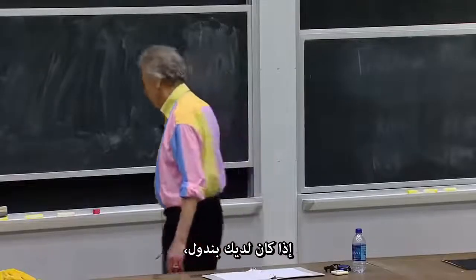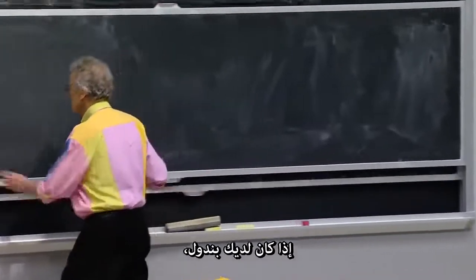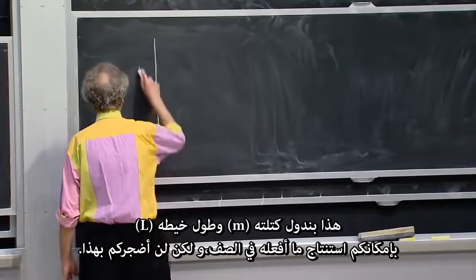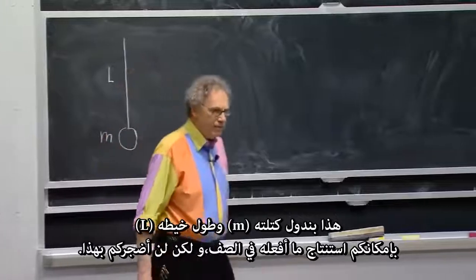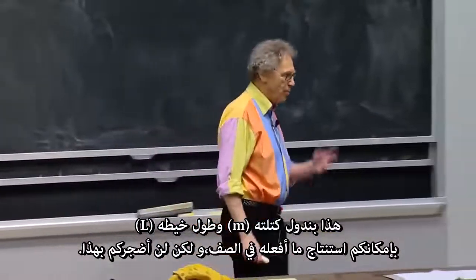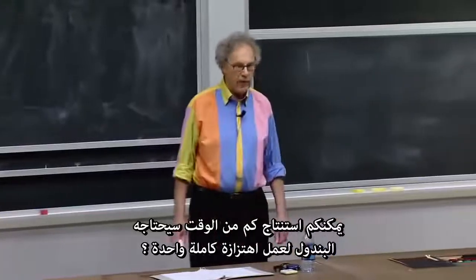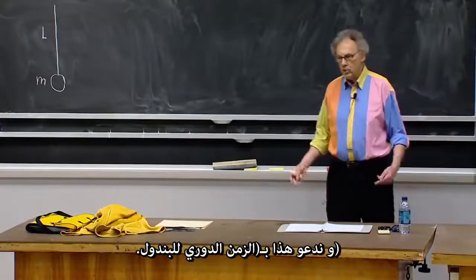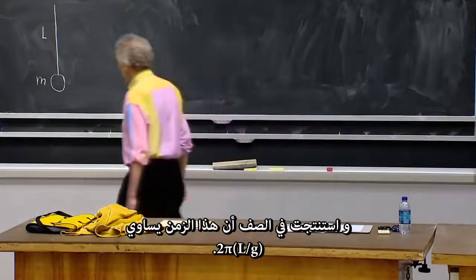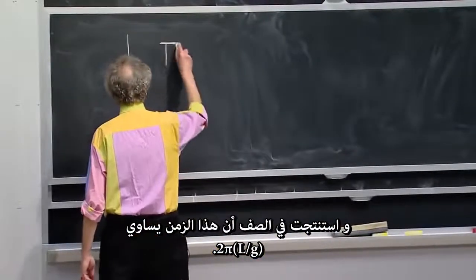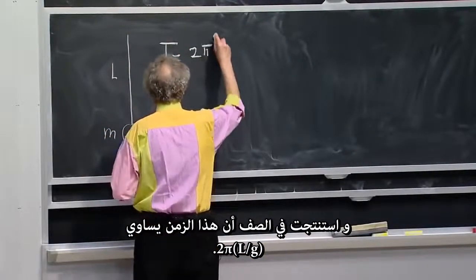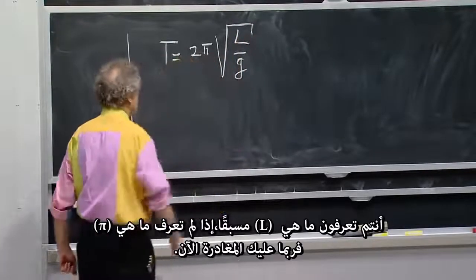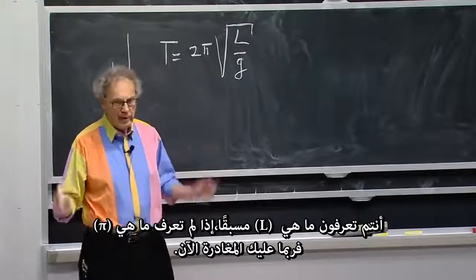If you have a pendulum, this is a pendulum, mass m, length L, then you can derive, which I do in class, but I won't bore you with that, how long it takes for the pendulum to make one complete oscillation. We call that the period of the pendulum. I derive in class that that period equals 2 pi times the square root of L over G. You already know what L is. If you don't know what pi is, you might as well leave right now.